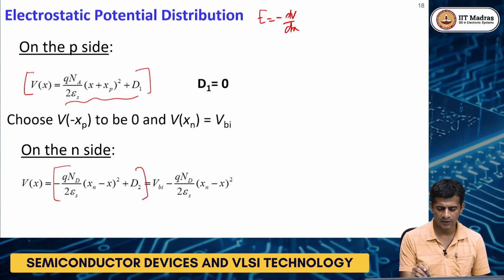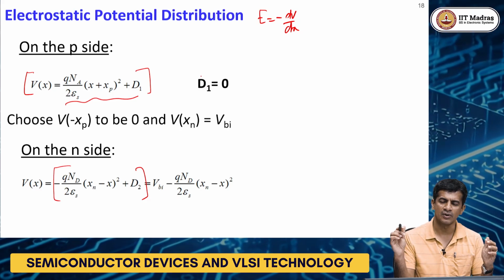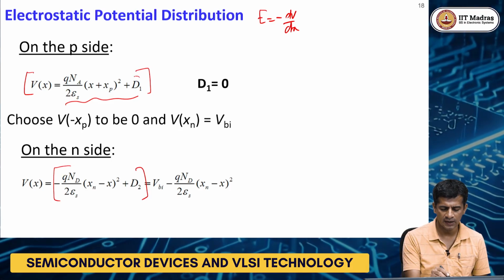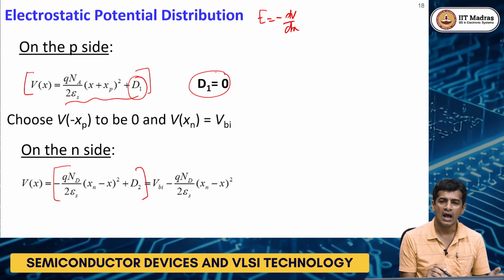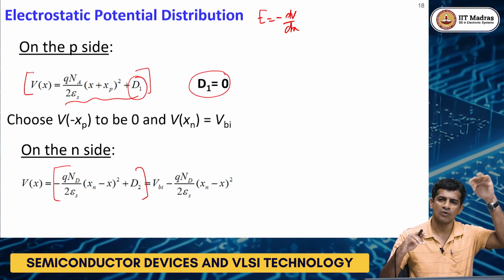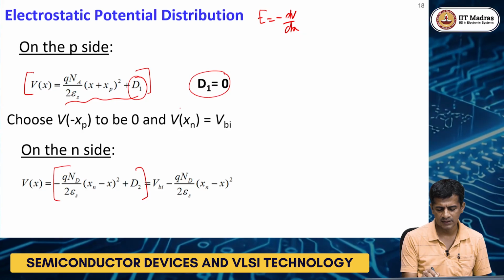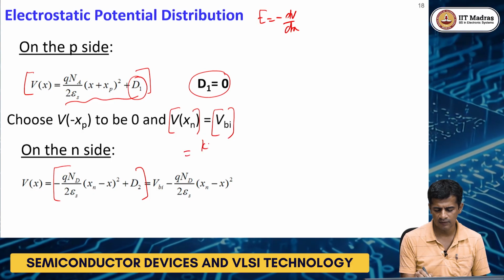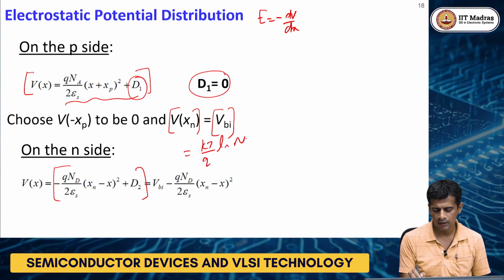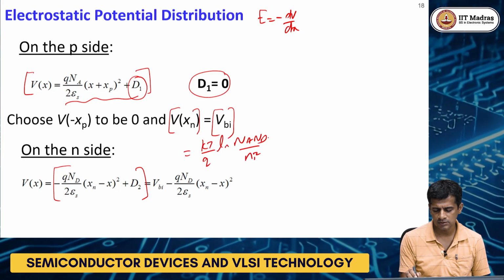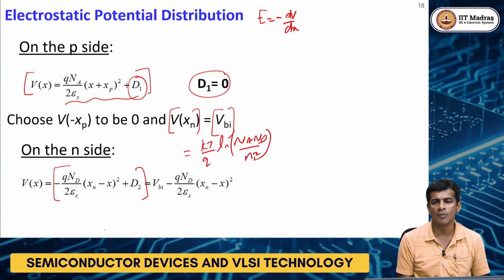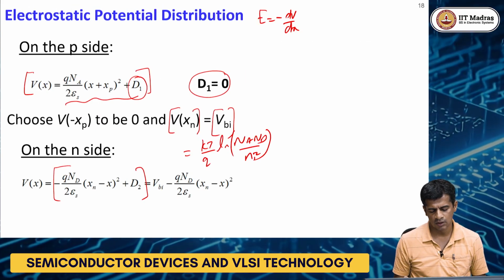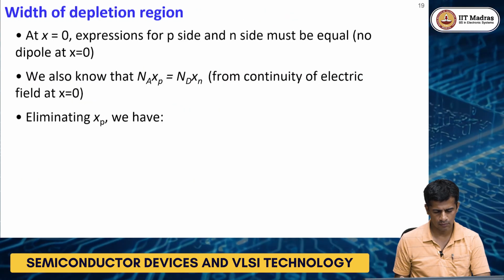Because it is an electrostatic potential, what is important is the potential difference between the two sides. So, we assume d1 is equal to 0, and on the other side we already found out the built-in potential. So, at the other end, we put V(xn) as Vbi. What is Vbi? We already found out Vbi is kT by q ln NaNd by ni square. So, this is the form of the electrostatic potential.